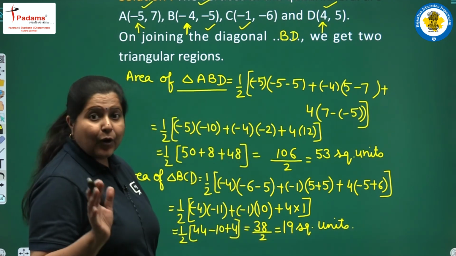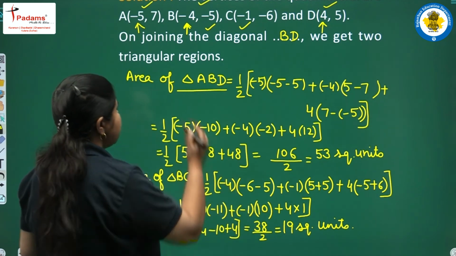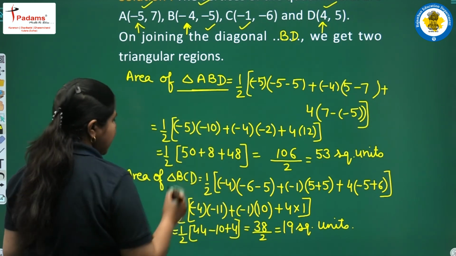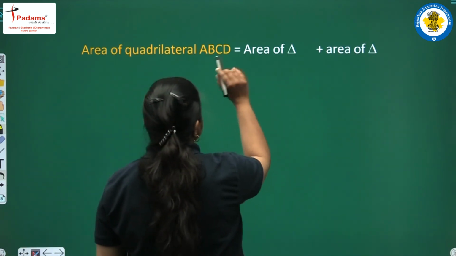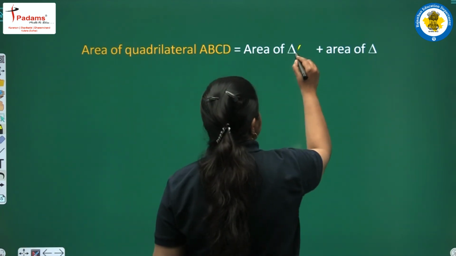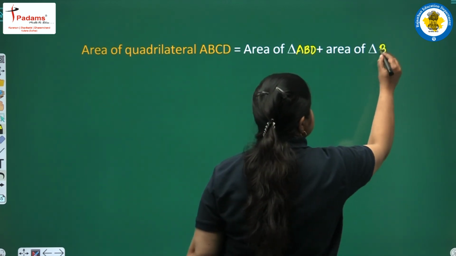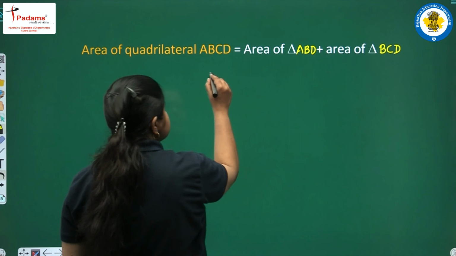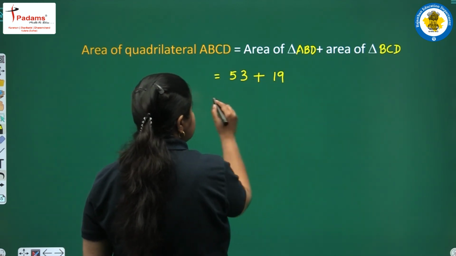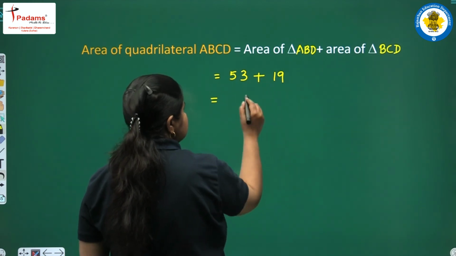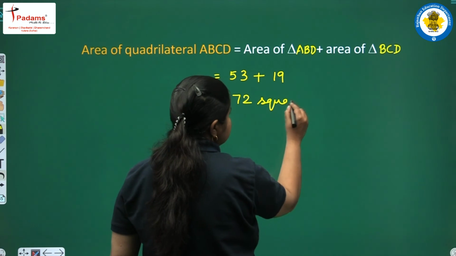Okay. Now we can find the area of the quadrilateral ABCD. How to find it? Add up the area of triangle ABD and the area of triangle BCD. We write it here. Area of quadrilateral ABCD will be equal to area of triangle ABD plus the area of triangle BCD. This is equal to 53 square units and this is equal to 19 square units. Add up the two, it's 72 square units.